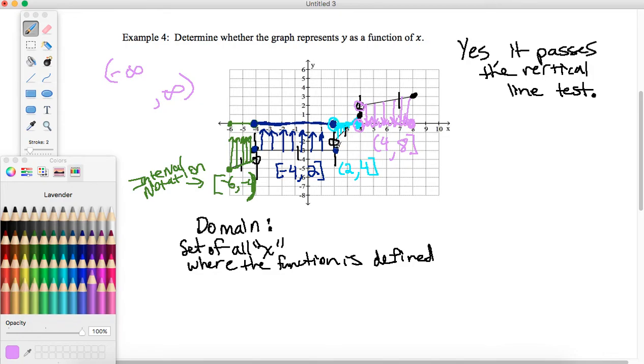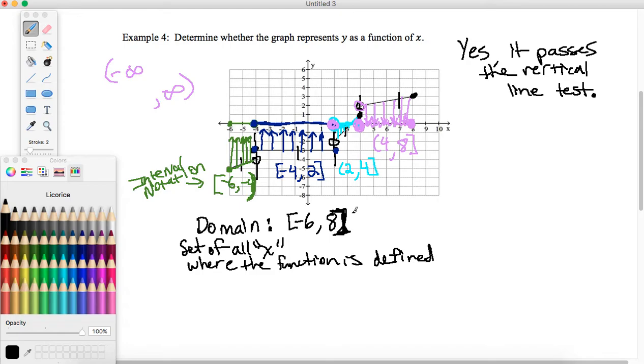Notice here I was closed at 2 at one point and open at the other. If it's closed at least once, it's going to remain closed. Here at 4 it was closed at one point and open at the other. Since it's closed, it's going to remain closed. And then at 8 it was closed. So every number from -6 to 8 is used as the x value in an ordered pair to a point on this graph. So my domain is -6 to 8, and I use a bracket around 8.